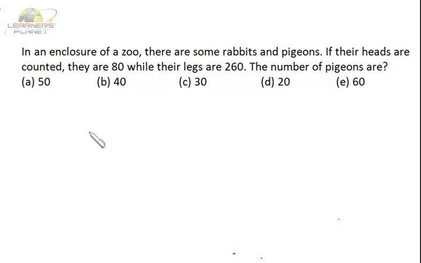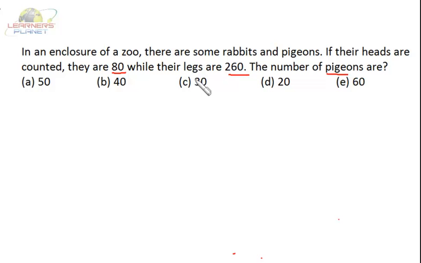Now friends, let's see this interesting problem, very commonly asked in various entrance examinations. Suppose in an enclosure of a zoo, there are some rabbits and pigeons. If their heads are counted, they are 80, while their legs are 260. We have to find out the number of pigeons. Since we don't have any mean value over here and we cannot make a comparison of heads and legs, how will this problem be solved by the allegation technique?